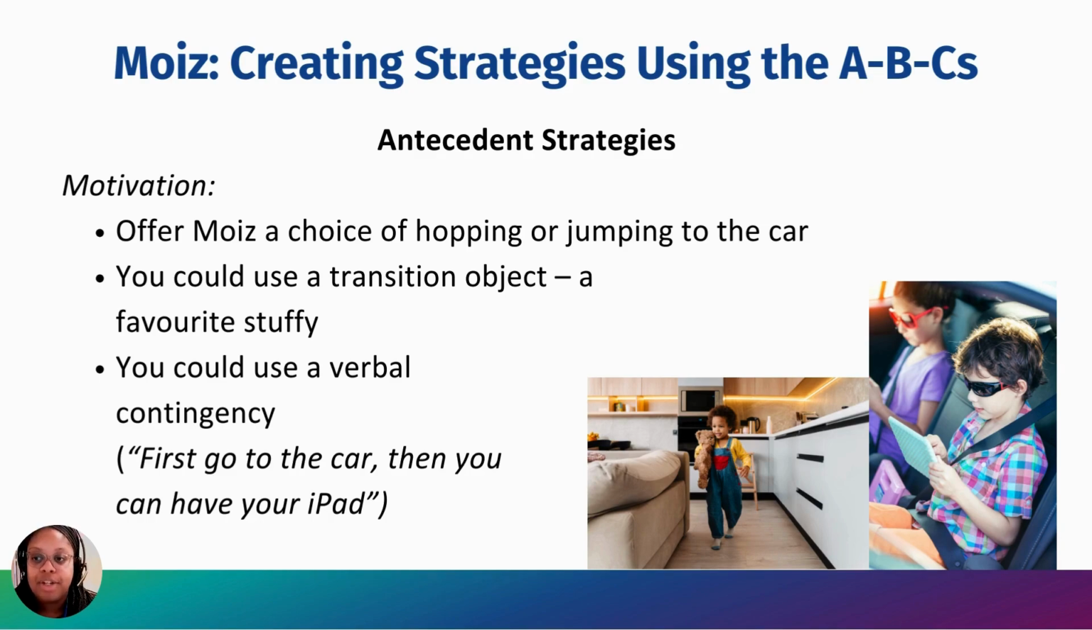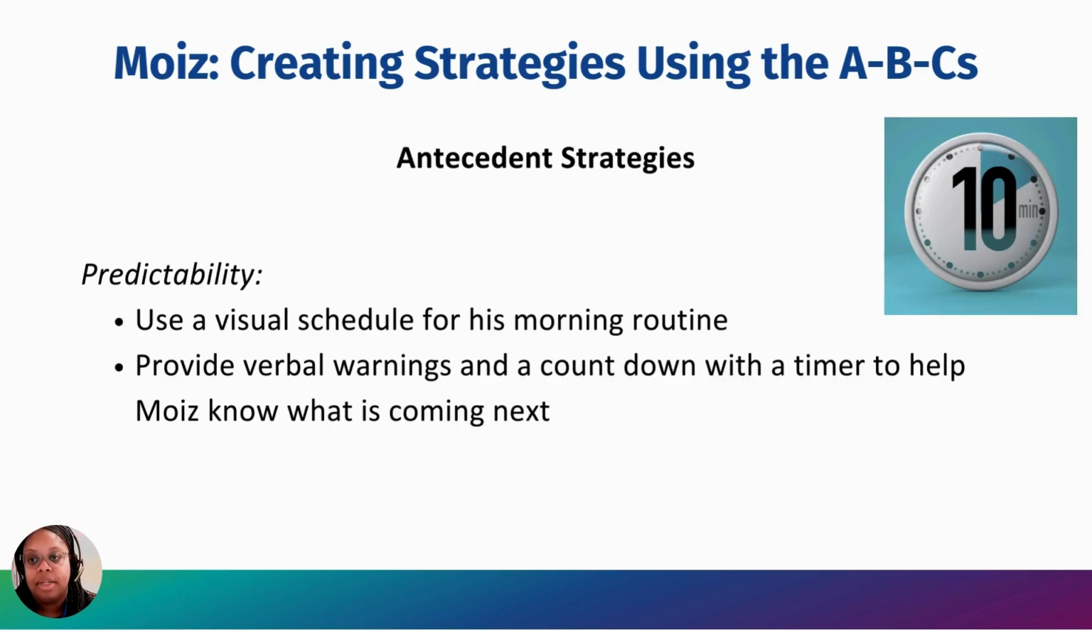Offer Moyes a choice of hopping or jumping to the car. Use a transition object, a favorite stuffy. Use a verbal contingency. First, then. First go to the car, then you can have your device. With predictability, we can use a visual schedule for his morning routine, provide verbal warnings, and a countdown with a timer to help Moyes know what is coming next.